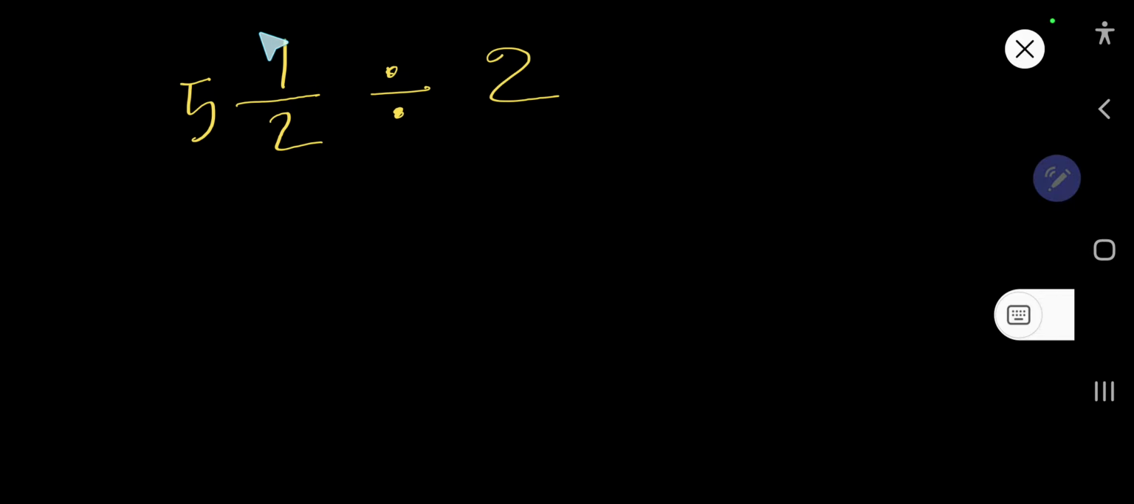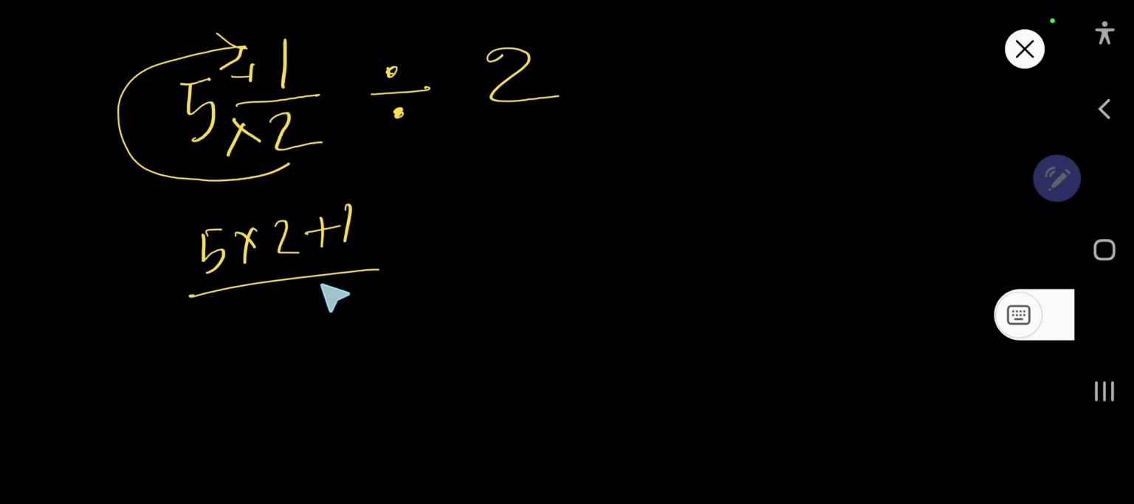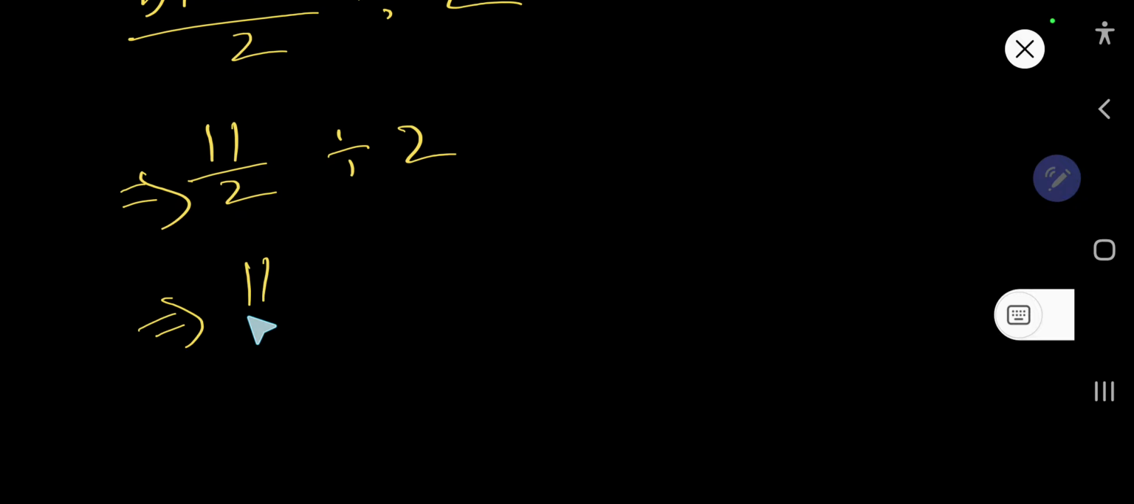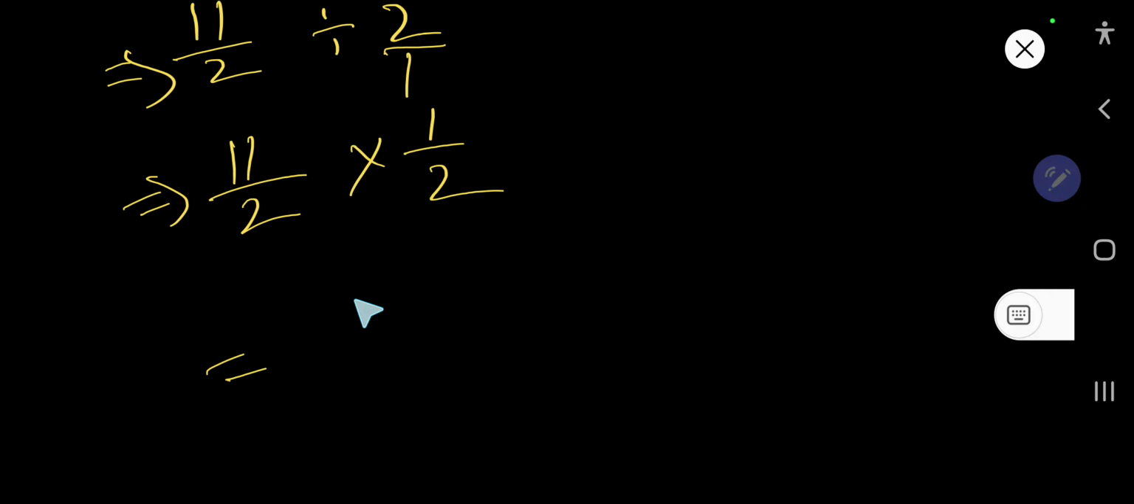Look, how to divide this mixed fraction by this whole number. So how to do that? So convert this mixed fraction to improper fraction. 5 times 2 plus 1 divided by 2, and take this. So you are getting here 11 over 2 divided by the whole number 2. So now follow keep, change, and inverse: 1 over 2.